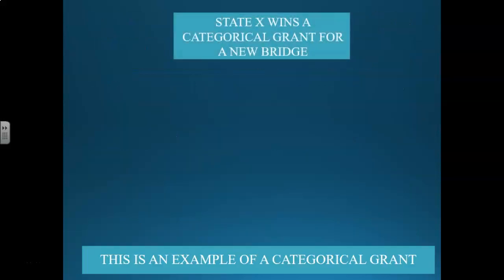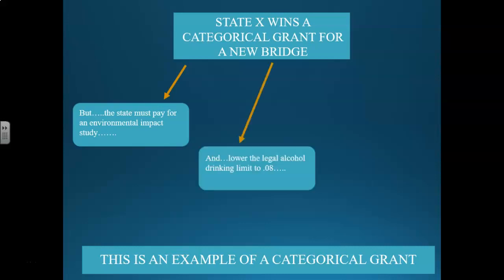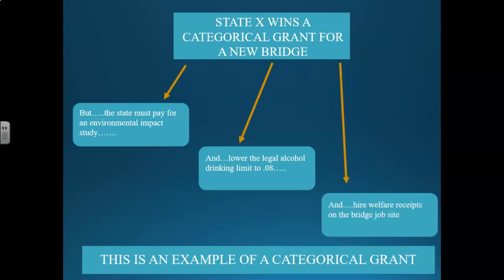So we talked about state X wants a bridge. However, these are the strings that are attached: you have to do an environmental study first, and the state has to pay for that. So how is the bridge going to affect the environment? And they might say, oh, by the way, you also have to lower your legal alcohol drinking limit to 0.08. Oh, and by the way, to build the bridge, you have to hire welfare people. These are all legal limits that the federal government can place on states if they want a categorical grant.